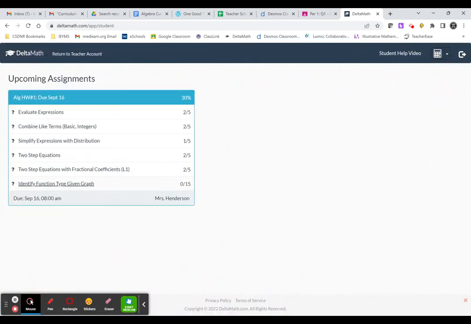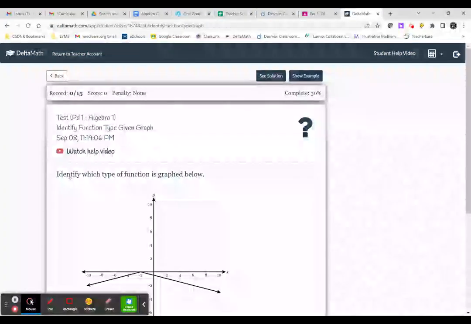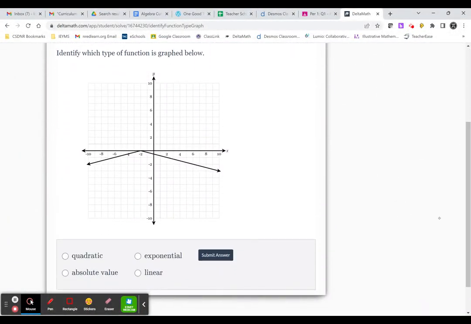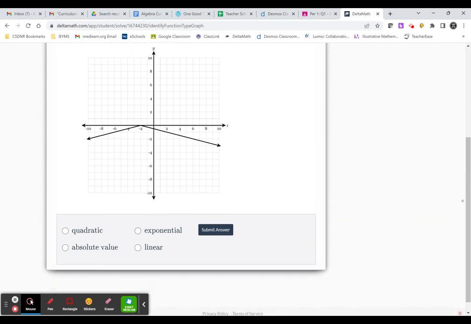All right, last one. Identify the type of function. Now this is brand new to you. You've never seen it before probably. You might remember some of the shapes from last year, but this one you probably don't know. Well, I definitely know that it's not linear, because linear lines are constantly straight, never turn, never bend.